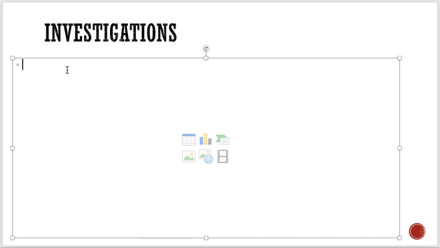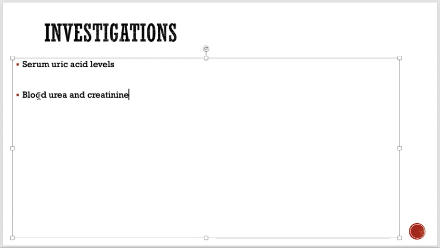So first of all, you can do serum uric acid levels. But this one could mislead you. Why? Because as I told you, normal or low levels cannot rule it out, and high levels don't mean they have gout. But we can of course do this test, and renal failure is one of the causes, so you can go for blood urea and creatinine, just to check the renal function, whether the patient has that problem or not.